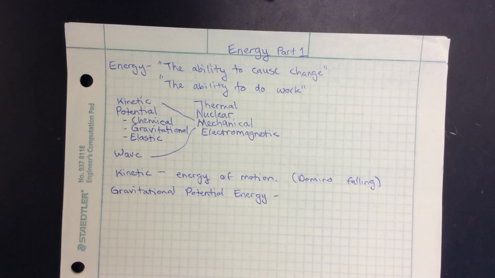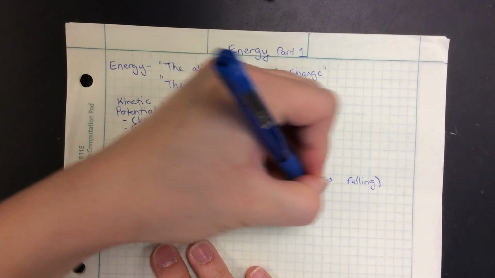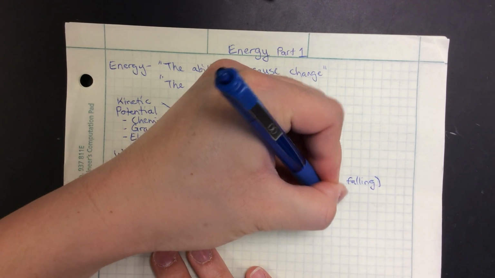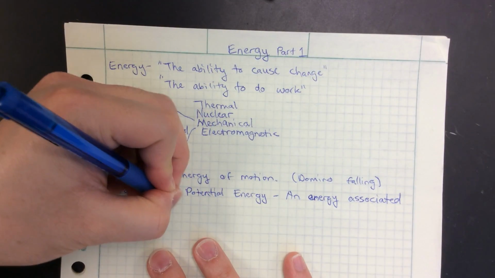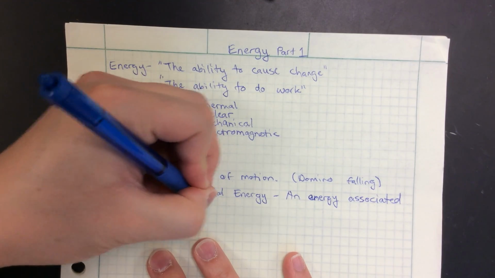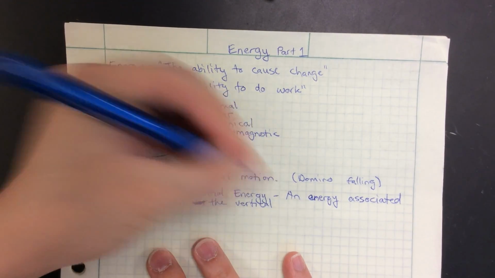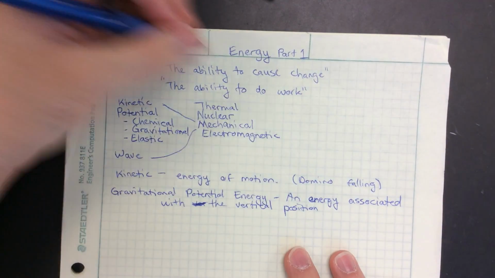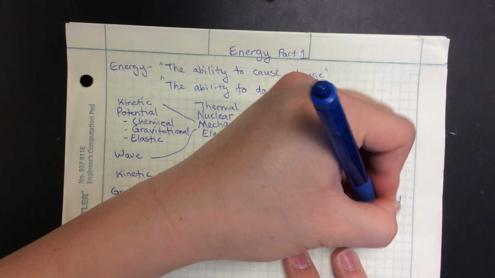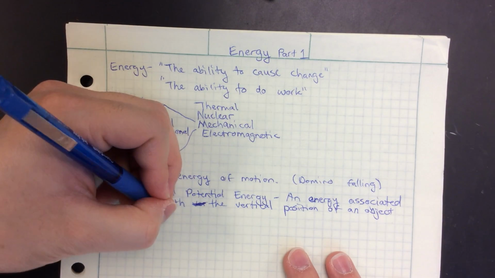Yeah, just lifting something up. That would be a perfect example of it. So as you lift something up, you are storing gravitational potential energy pretty much just because it wants to fall, right? So you can kind of describe it like this. It is an energy associated with the vertical position of an object influenced by gravity.